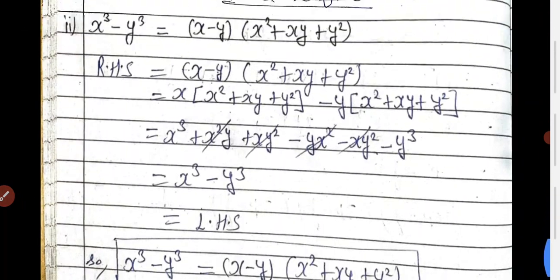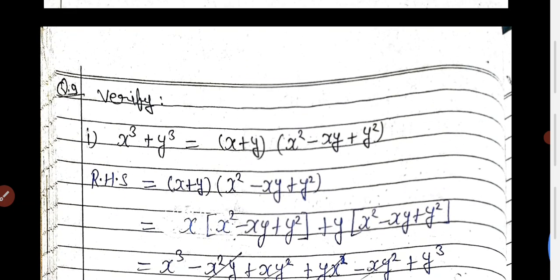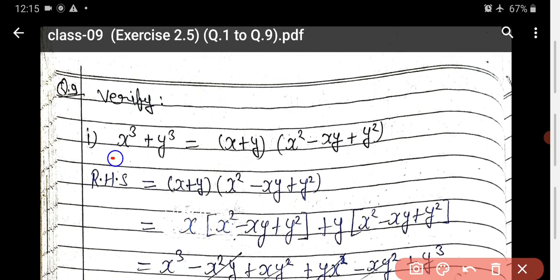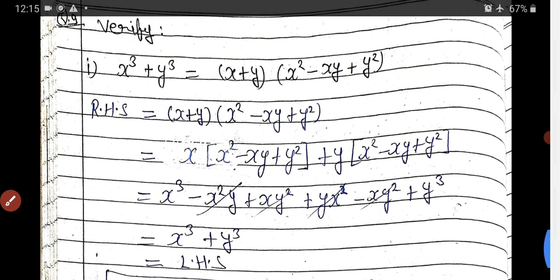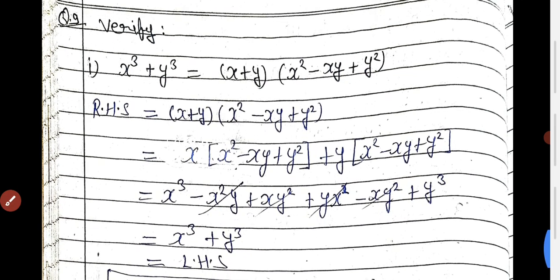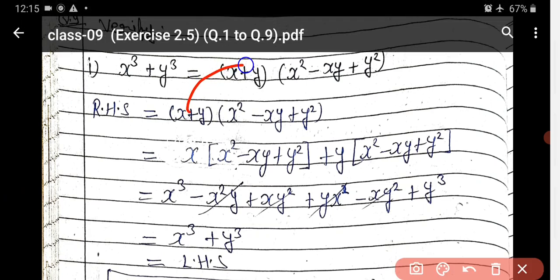Now this is the last question of today. Question number 9. Verify. You have to show that this part equals that one. It is a very easy question because the answer is already given here. Now take the right hand side, x plus y, and then x square minus xy plus y square. Now just multiply first x with the whole bracket and then plus y with the whole bracket.